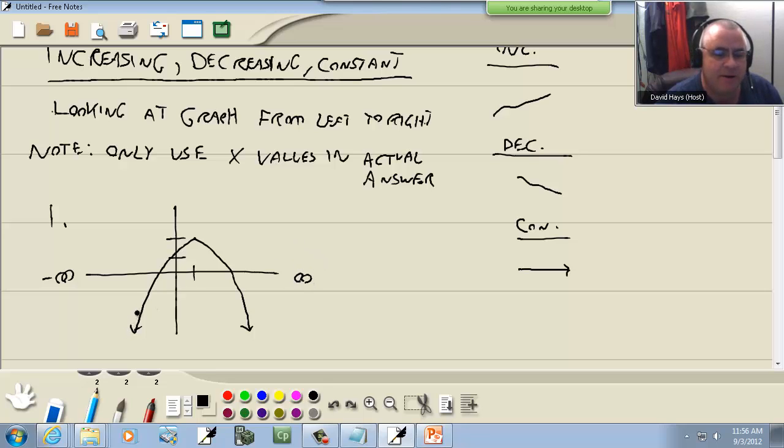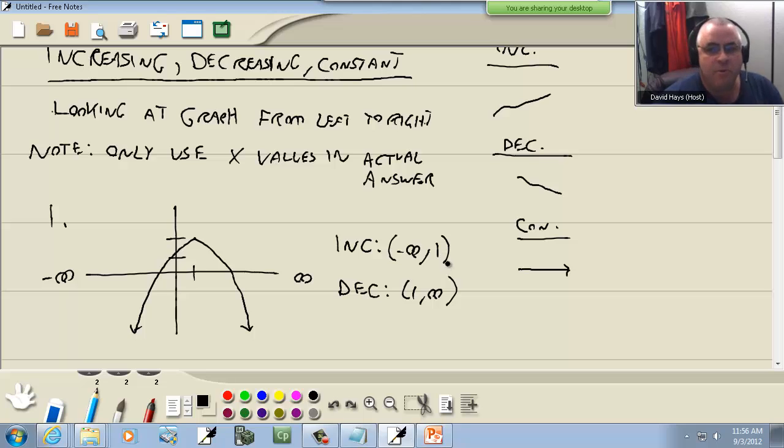Well, initially my graph is going up, so it's increasing. So it's increasing from negative infinity, and then where it stops increasing is 1. Remember, we only use our x values in our actual answer. And then it starts decreasing. So it decreases from 1 to positive infinity.